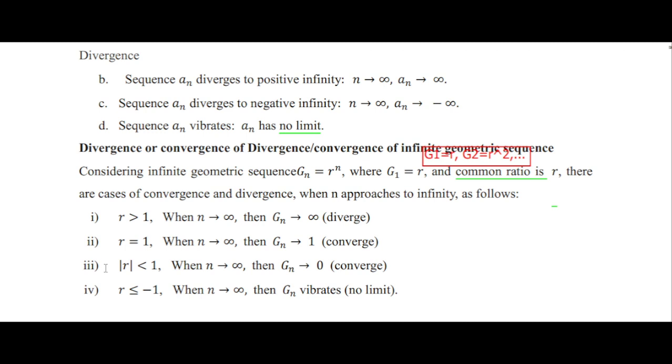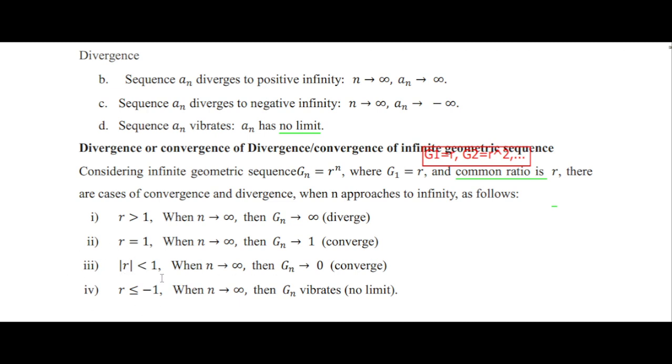Case 3: if the absolute value of r is strictly less than 1, this geometric sequence is obviously convergent, approaching 0. Typical example, let's take r equal to 1 over 2. 1 over 2 to the power of n is 1 divided by a large number, which approaches 0. So this geometric sequence is convergent.